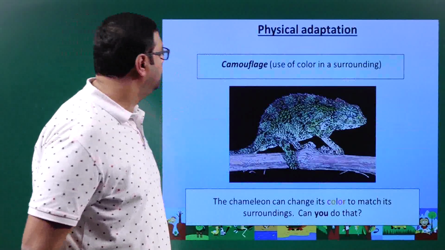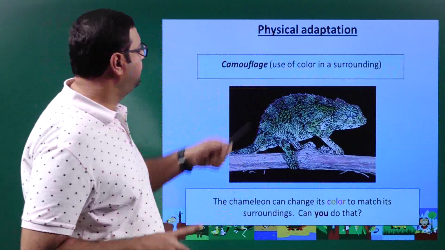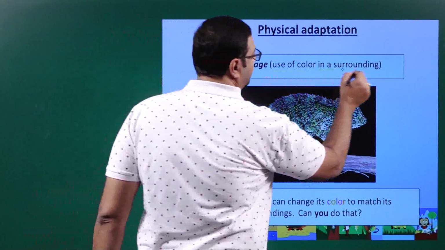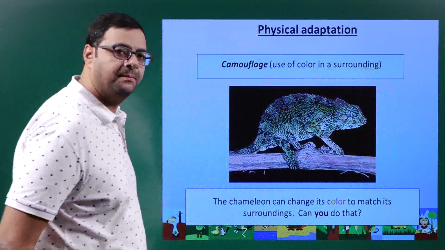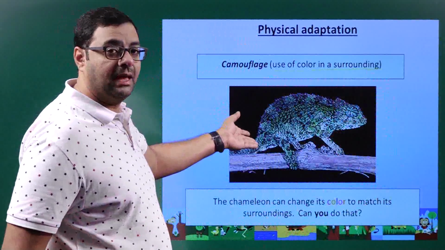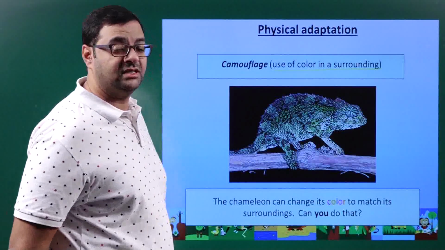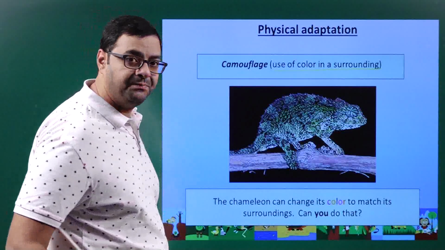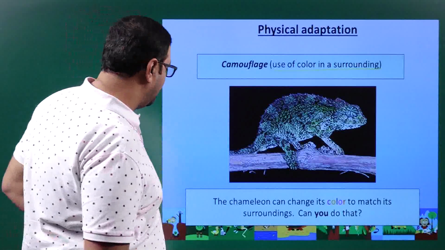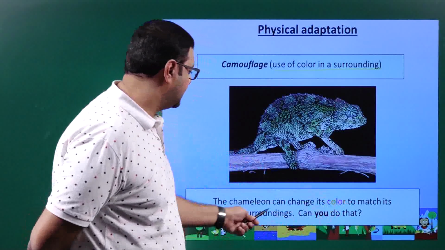Then moving on, in physical adaptation you have camouflage. So what is camouflage? Use of color in a particular surrounding. The best example is right in front of you. This is a chameleon. You all know what a chameleon is. It changes its color with respect to its surroundings. The chameleon can change its color to match its surroundings.